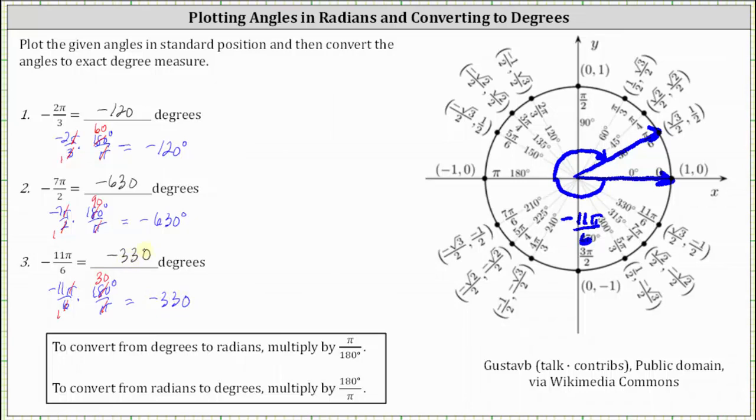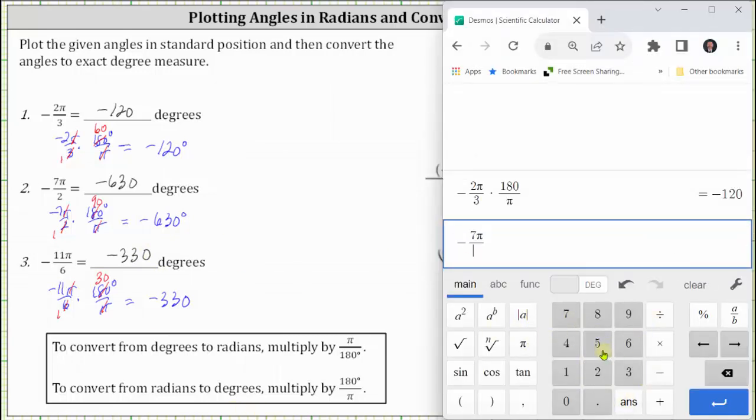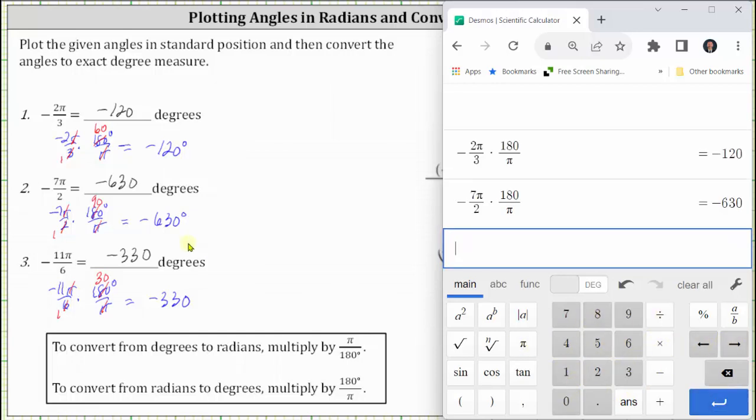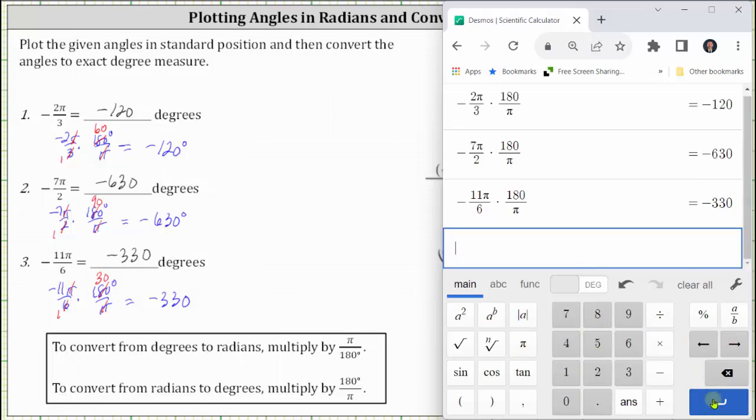Let's go and check these last two using the calculator. So for number 2, we had negative 7 pi divided by 2, right arrow, times 180 divided by pi, which does give us negative 630 degrees. And for number 3, we have negative 11 pi divided by 6, right arrow, times 180 divided by pi, which does give us negative 330 degrees.